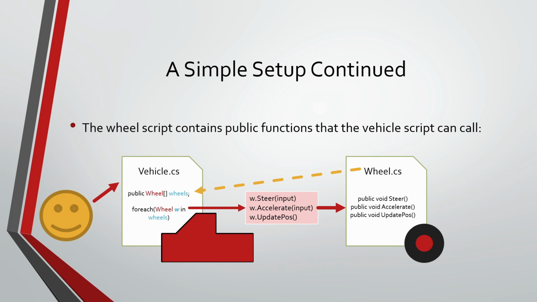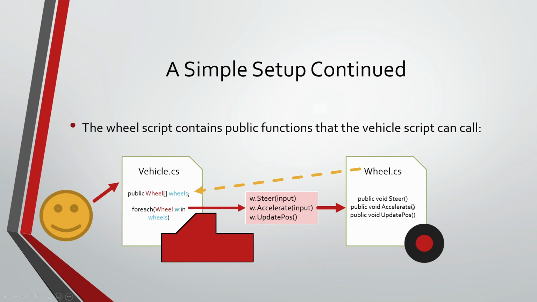So we have this function, foreach W in wheels. We would want to put this in FixedUpdate. Here, we just want to put that as a public variable, but this foreach we want to put in FixedUpdate. So for every one of these wheels, we say wheel W, which is just a variable in wheels. So what we're basically saying is, let's say we have 4 wheels. For every wheel W in this wheels list here, we are going to call the public function for steer, the public function for accelerate, and our update position.